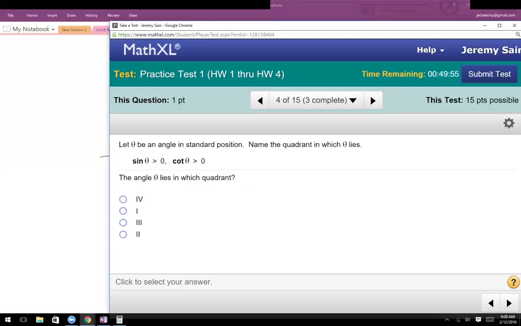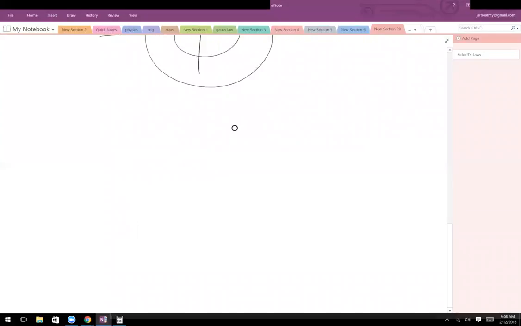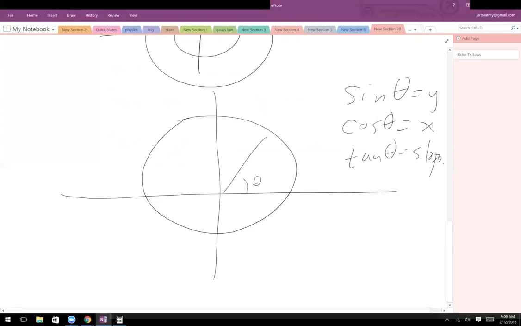Okay, if you draw the unit circle, they're both positive in quadrant 1, so that kind of makes this easy. But let's go ahead and review the whole thing. Sine of theta is the y-coordinate, whereas cosine theta is the x-coordinate, and tangent theta is y over x, which is the slope. So sine is going to be positive where y is positive, so that's quadrants 1 and 2.